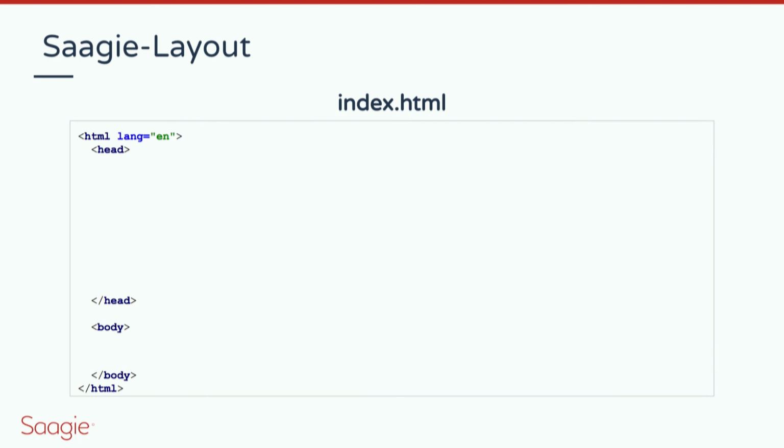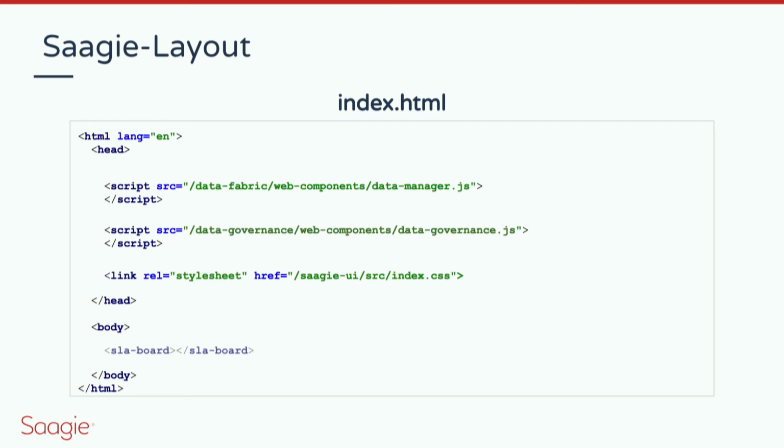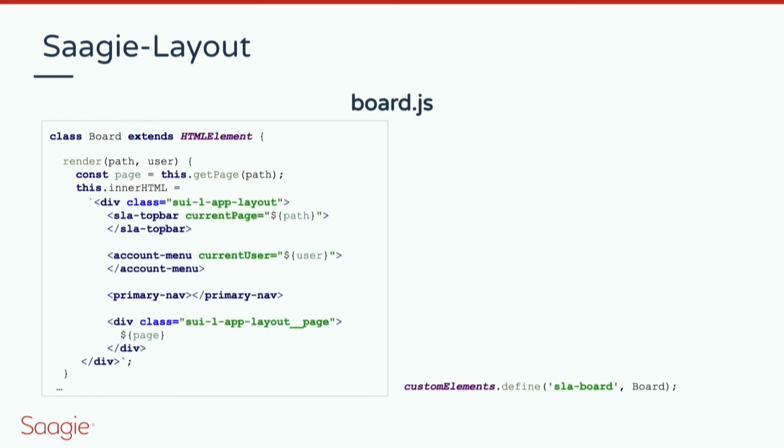So now if we look at the Saagie-Layout application, you know, the one to rule them all, in the main HTML page of this application, we're going to import both our components. And then we're going to import our Saagie-ui library, the design system we defined previously. And then we are going to declare our top-level component, which here is called the SLA board component. This one knows all the markup of the application. So it's going to declare the primary nav we've seen previously, the top bar we've seen, and then to know which applications to display in the main part of the page, it's going to call the getPage method.